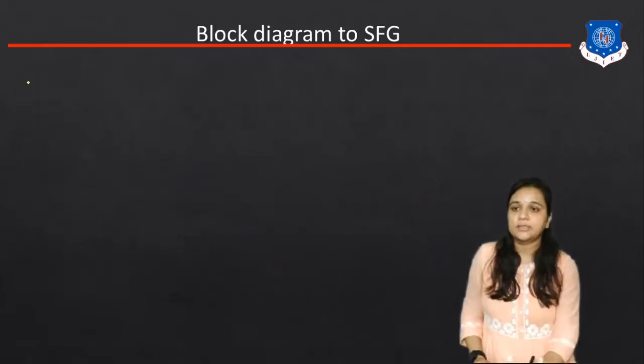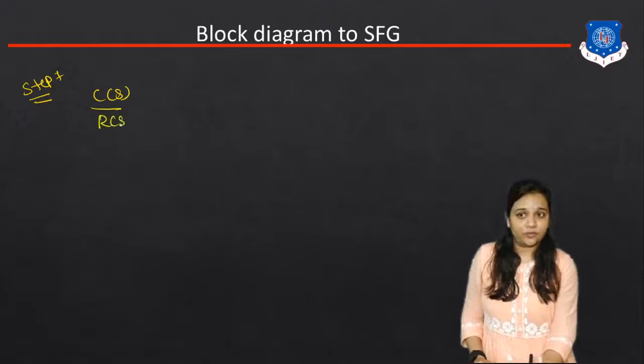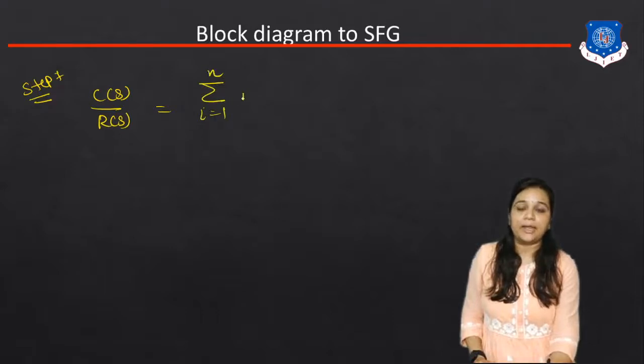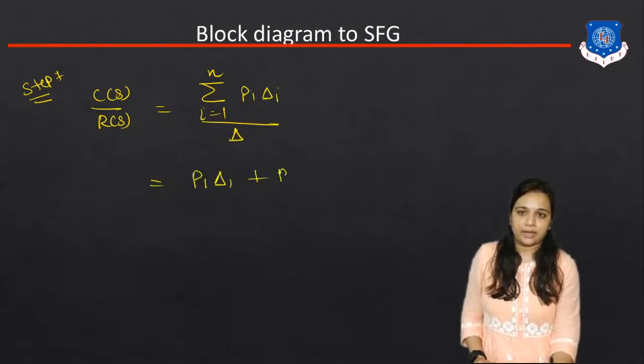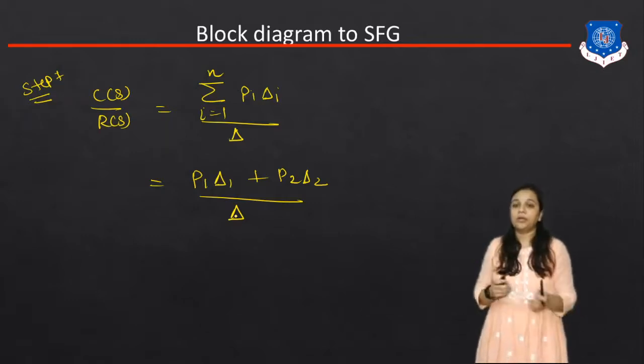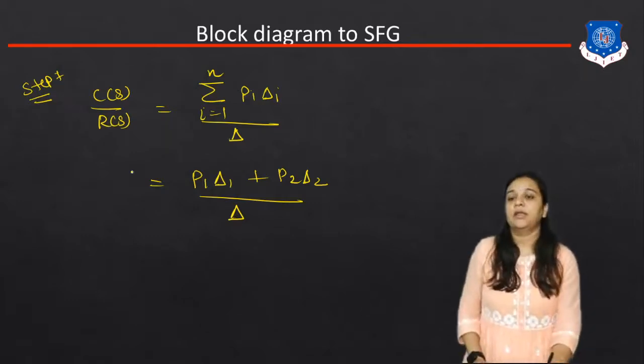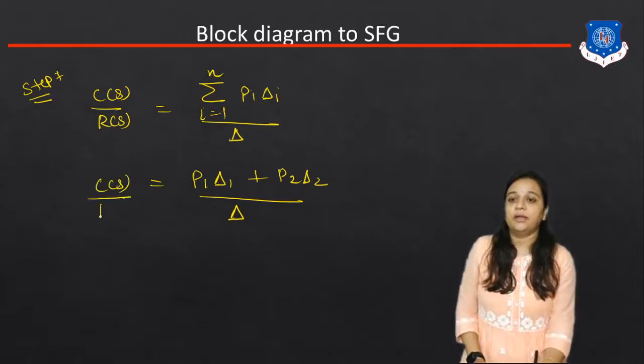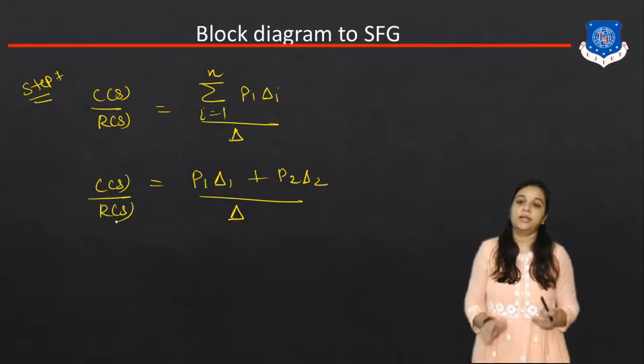Okay, and the final step, step number 7, using Mason's Gain formula, transfer function C of s upon R of s is summation of i equal to 1 to n, P i delta i upon delta. So here two forward paths are given, so P1 delta 1 plus P2 delta 2 upon delta. Put the values of forward path, delta 1, delta 2 and delta in this equation, and we can find the final answer of this particular equation.